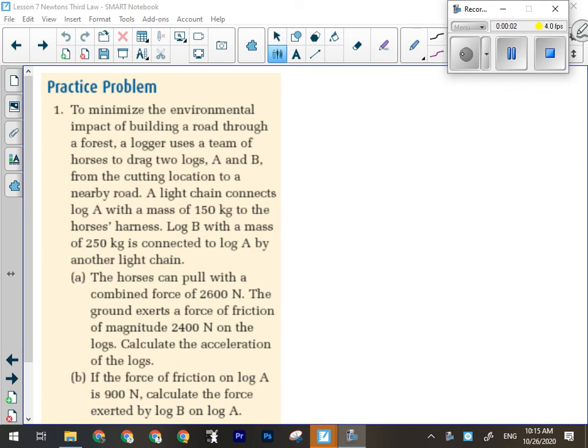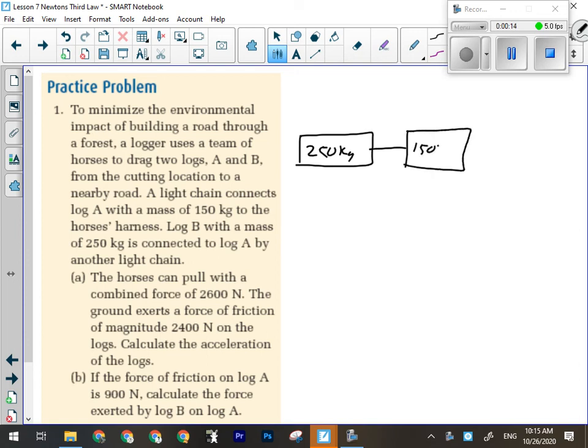Okay, so for this one here, our diagram is going to look like this. We've got these two logs. The second one is 250 kilograms, and the first one that it's attached to is smaller. It's only 150 kilograms, and then that's attached to the horses. So what the question tells us is the horses pull with a force of 2,600 newtons.